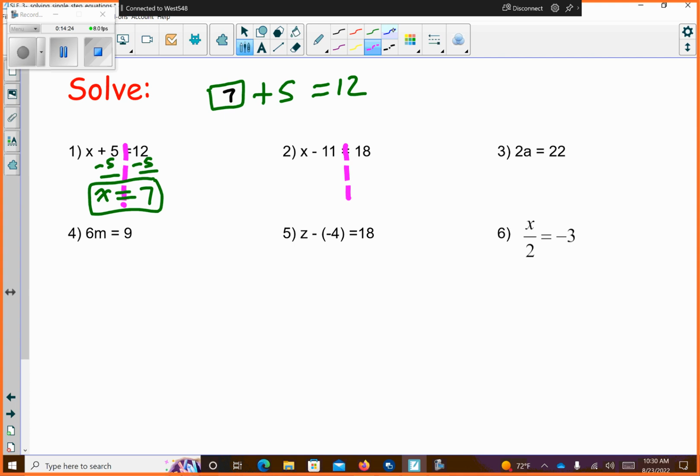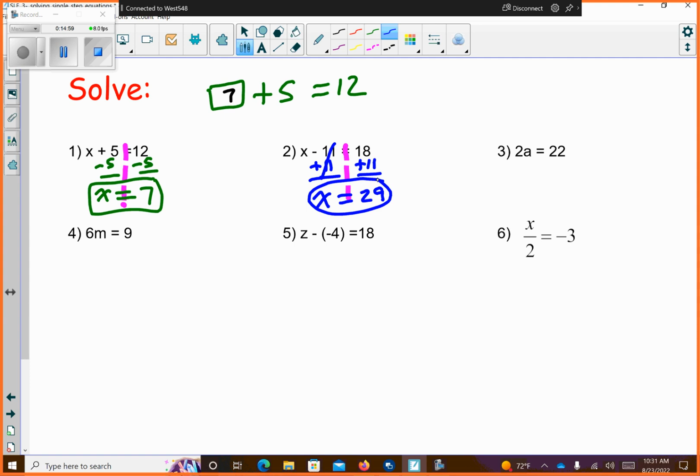Okay. Now, my friends, I want to get x all by itself. What is the inverse operation of subtraction? Addition. So what should I add to both sides to get x by itself? 11. I'm going to add 11. These cancel each other out, so I get x is equal to, what is 18 added to 11? 29. Okay?